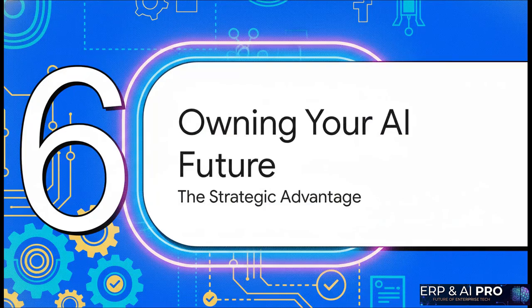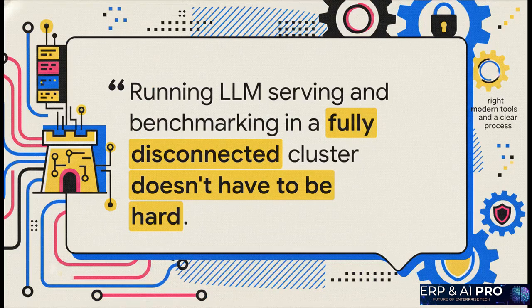So let's bring this all home. We've built a secure vault, we've installed a powerful AI engine, we've set up quality control, and we've created an automated factory. What does all this actually mean for your business at a strategic level? This quote really just nails it. A few years ago, doing something like this would have been insanely complex. But today, with the right modern tools and a clear process, building a private, high-performance AI system is absolutely within reach for most businesses. It doesn't have to be that hard.